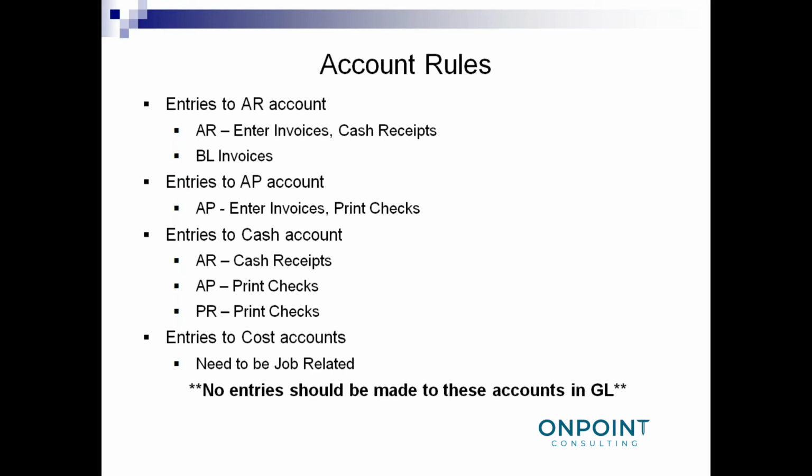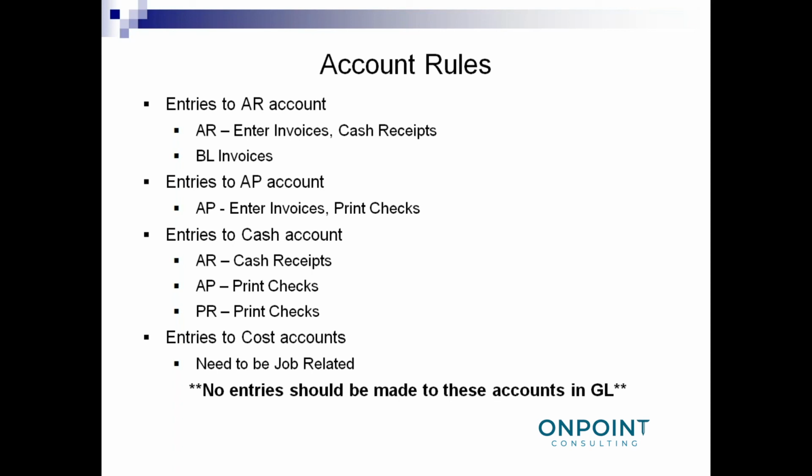And then it's the same for your AP account. AP should only be affected by invoices and print checks. There should be no journal entries to that account. No other module should be using that AP account for anything. Your cash account should have things coming in from AR, which are the cash receipts, from AP and Payroll, which are print checks. No journal entries should be coming in through to that cash account directly through General Ledger, and nothing from any other module should be coming in to that cash account.